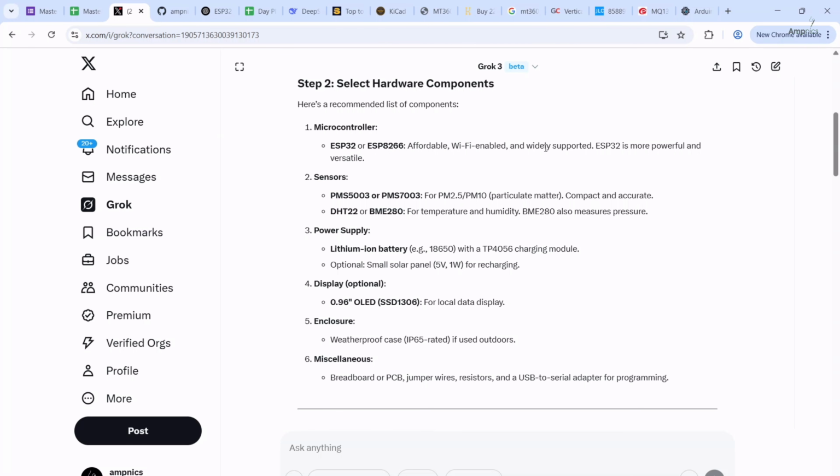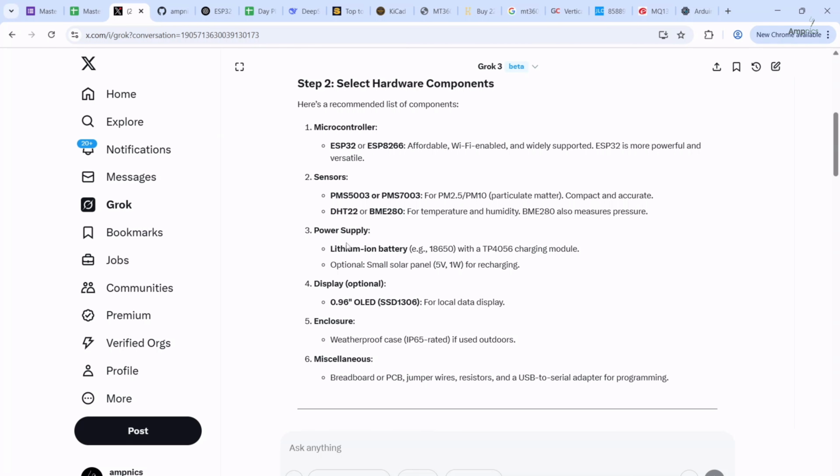Well, it is suggesting you can use any of them. Affordable, Wi-Fi enabled, widely supported; ESP32 is more powerful and versatile. Exactly. ESP32 is way better than ESP8266. Well, this project is quite simple, so we will use ESP8266. But it is suggesting both of them. Then for the sensor, it is suggesting PMS5003 or PMS7003. So we are not going to use this one.